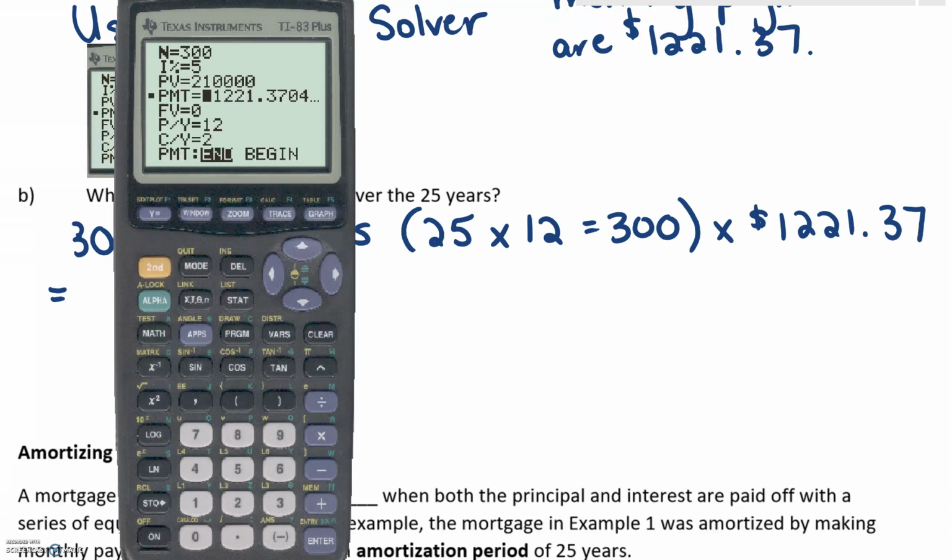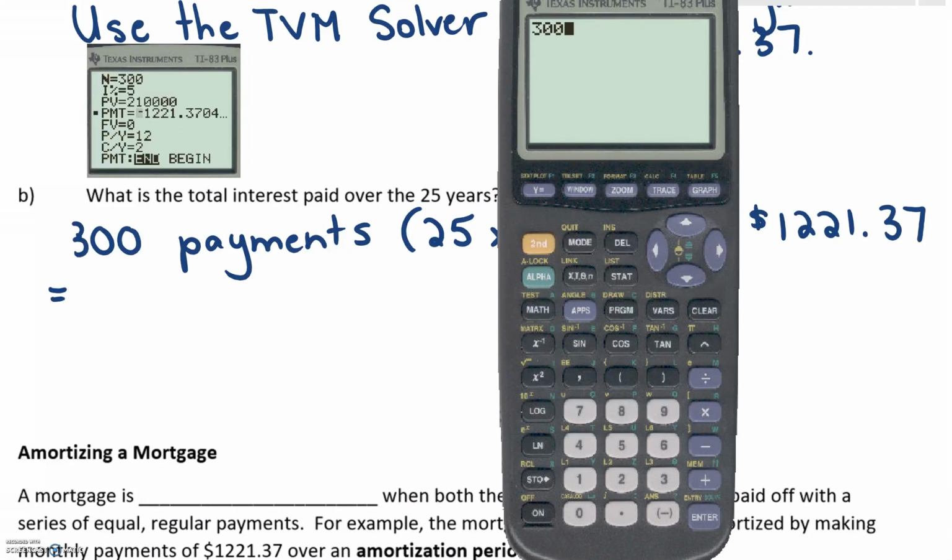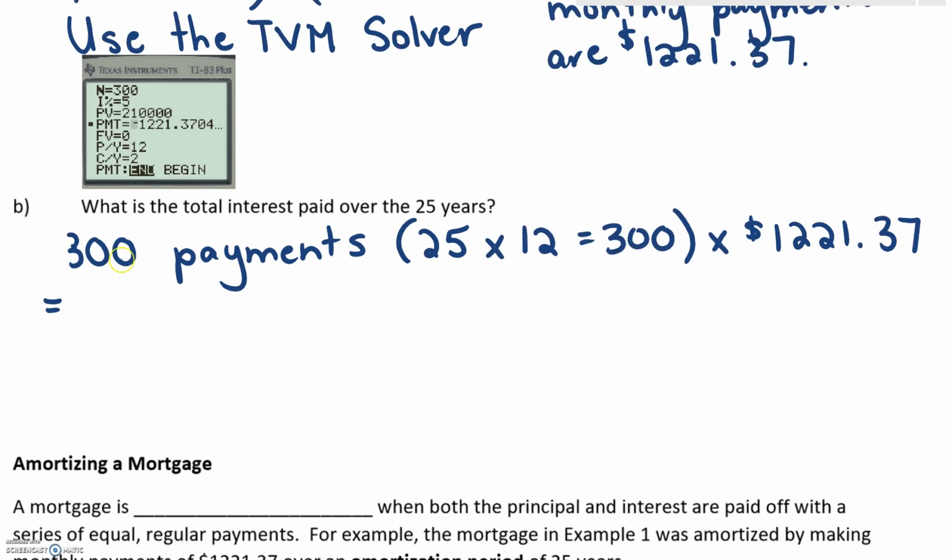So if we try that, to get out of this page, you just have to press second mode. Okay, so you go 300 payments times 1,221.37. It gives you $366,411. So that is not the total interest. This is just the total amount that they pay for their house.